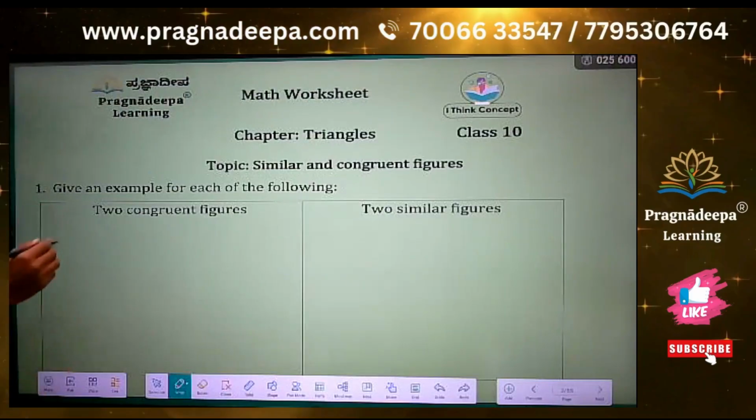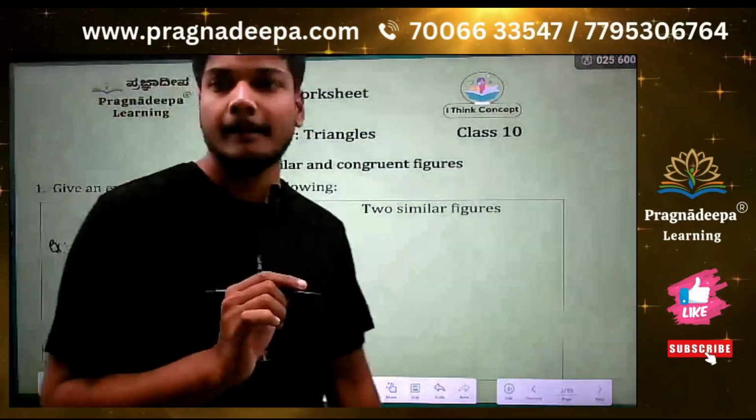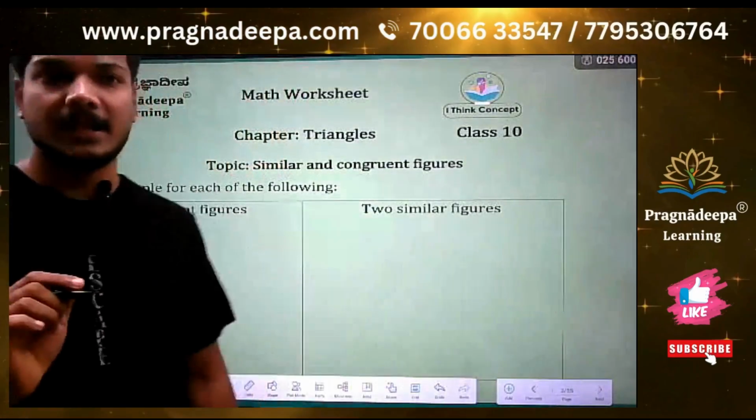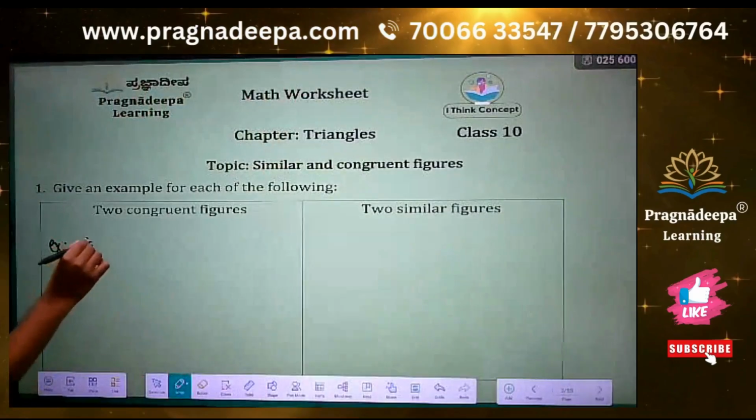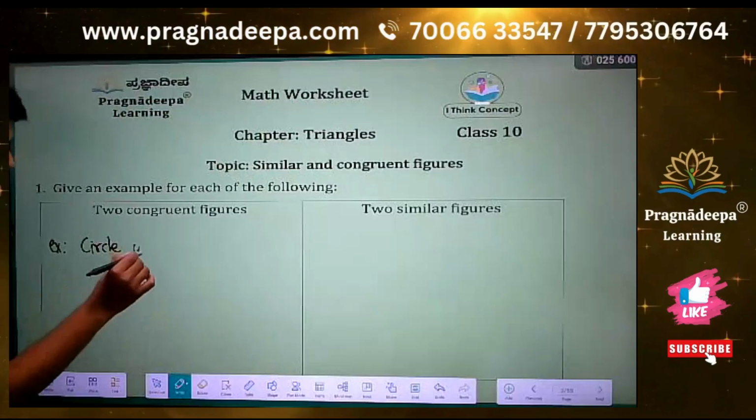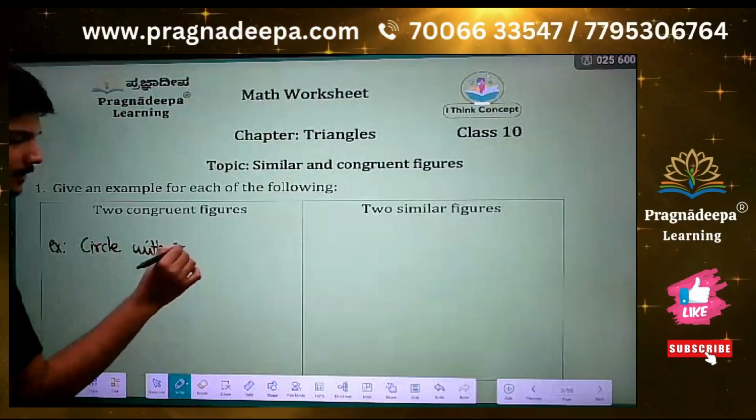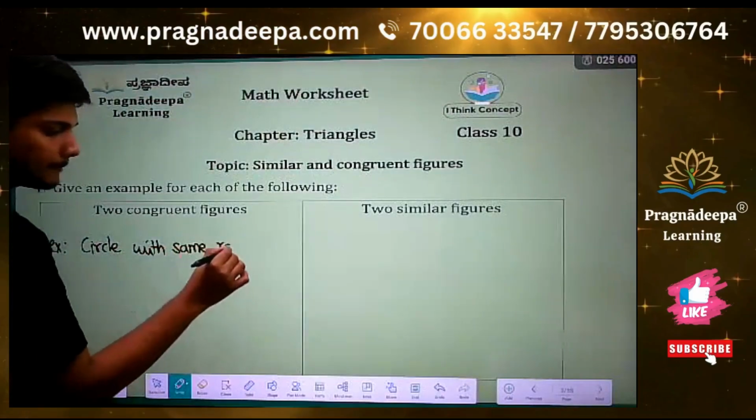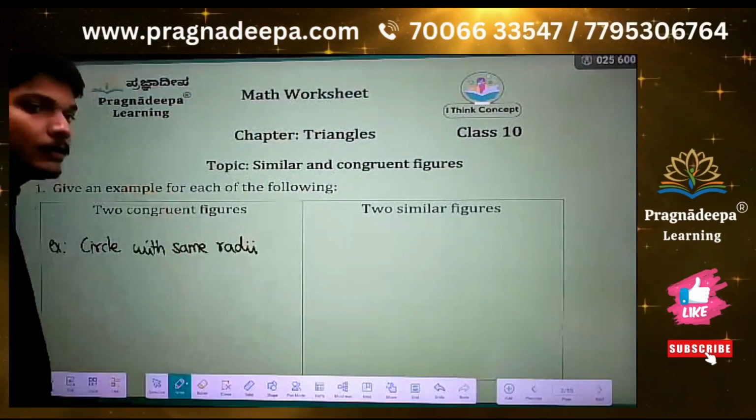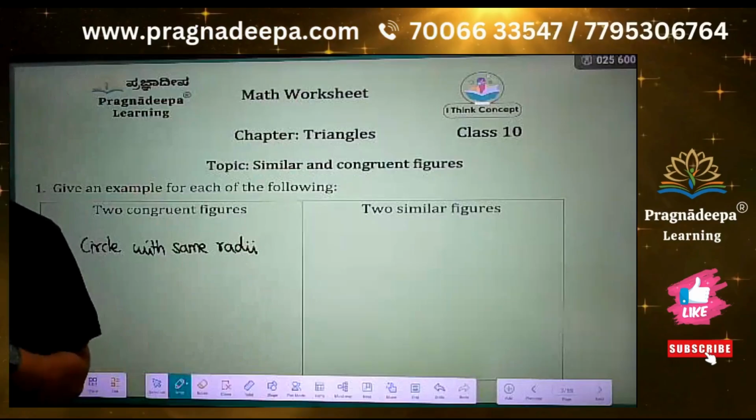Circles with same radii. All the circles with the same radii are congruent, and those circles are called congruent circles.